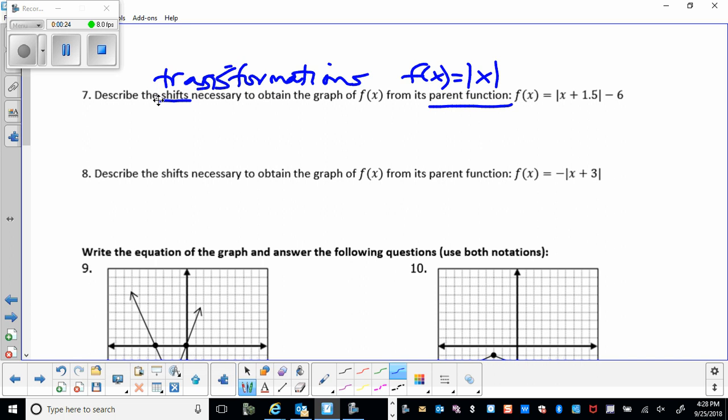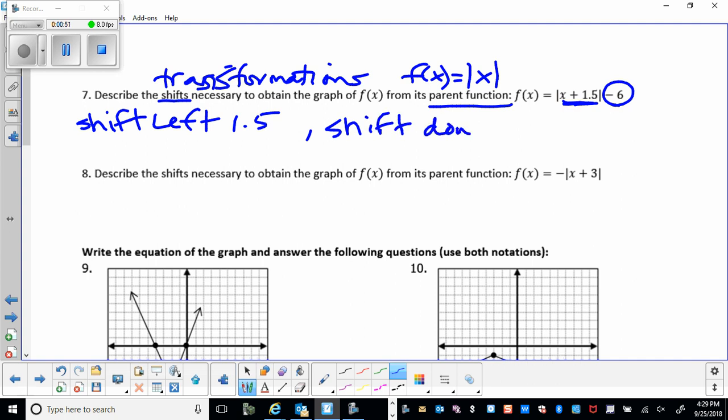All right, so here you only have two things going on. What's inside here is going to go the opposite, so it would be a left 1.5, and that's going to be a shift. And then this would be shifting down, right? And that's it, because the slope in front is still 1, just like before. So no reflection, no compression, or stretch.